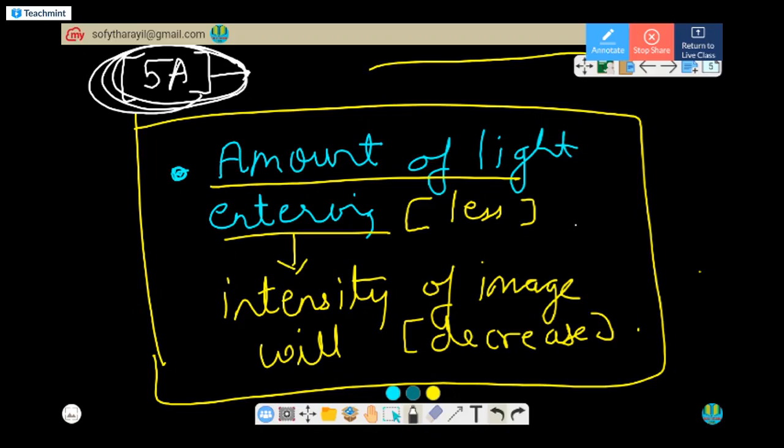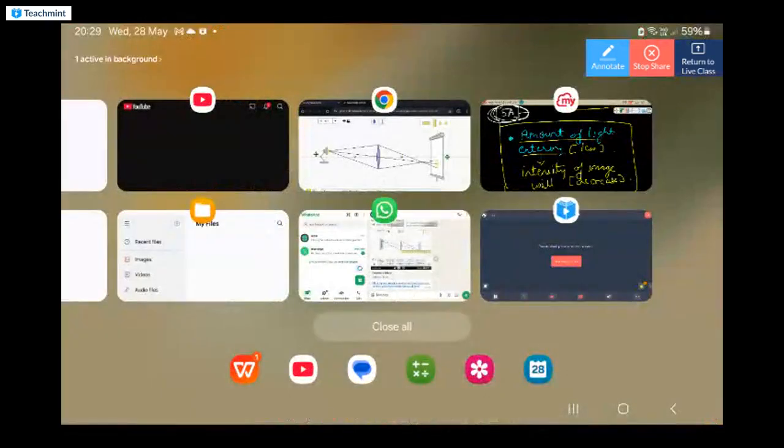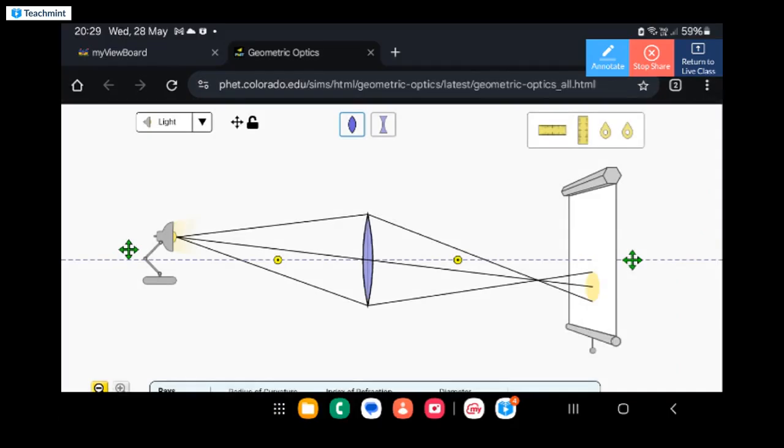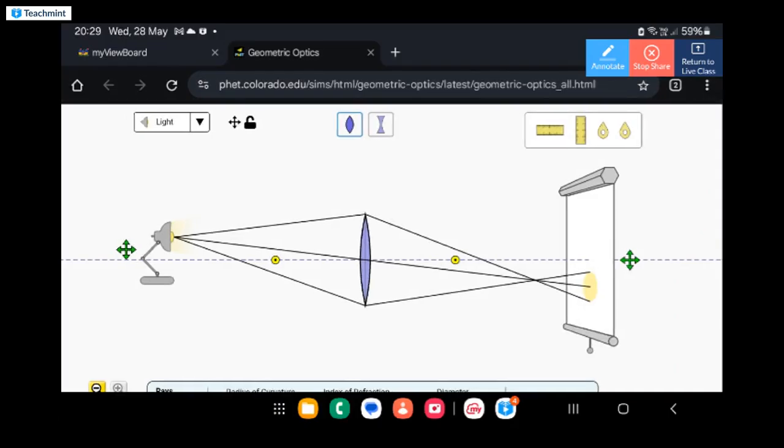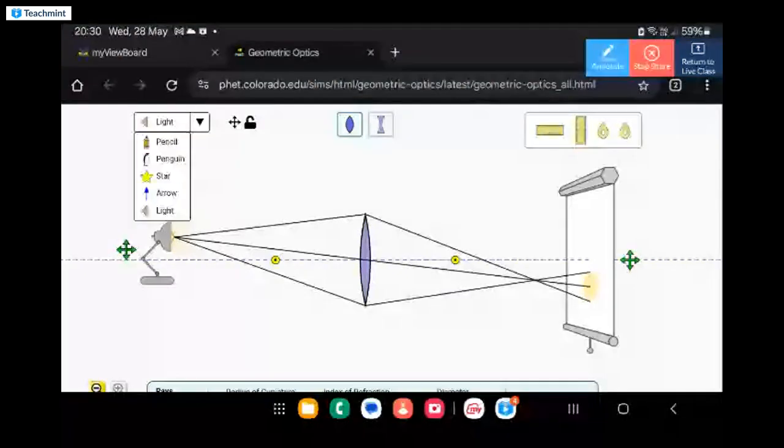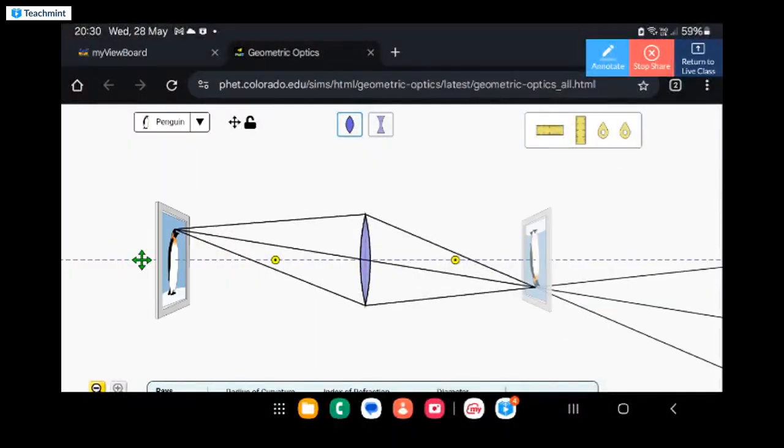I'll just give you a little brief about how diagrams are going to look. Okay, so everyone is able to see this? The screen is visible to everyone. Just check that. Are you all able to see this image? Yes, ma'am. Okay. Let's take a photo of a penguin here.